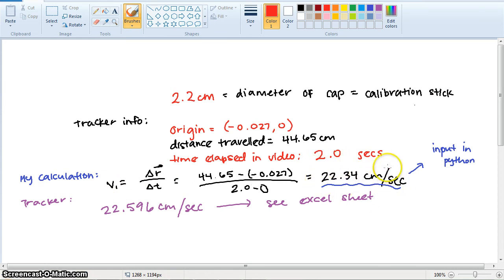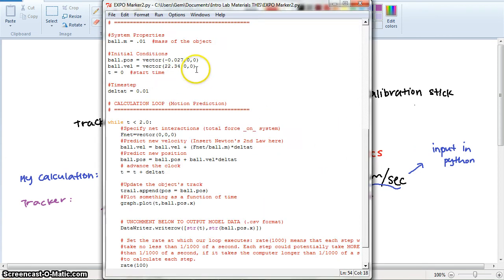I then used this velocity and the initial position and put those into Python, so this is my velocity right here, and this is my initial position of my ball. My net force vector is 0 because the marker is in constant velocity when I was observing it, and therefore there were no additional forces acting upon it.